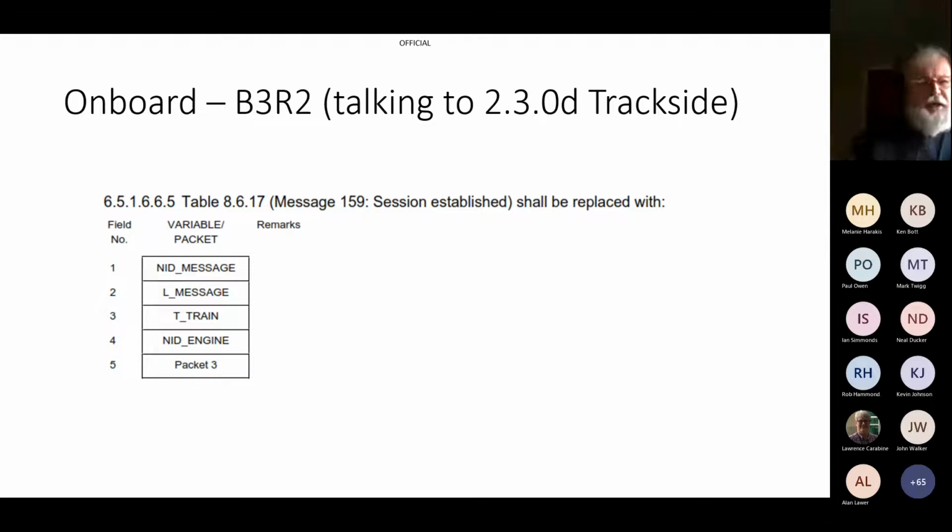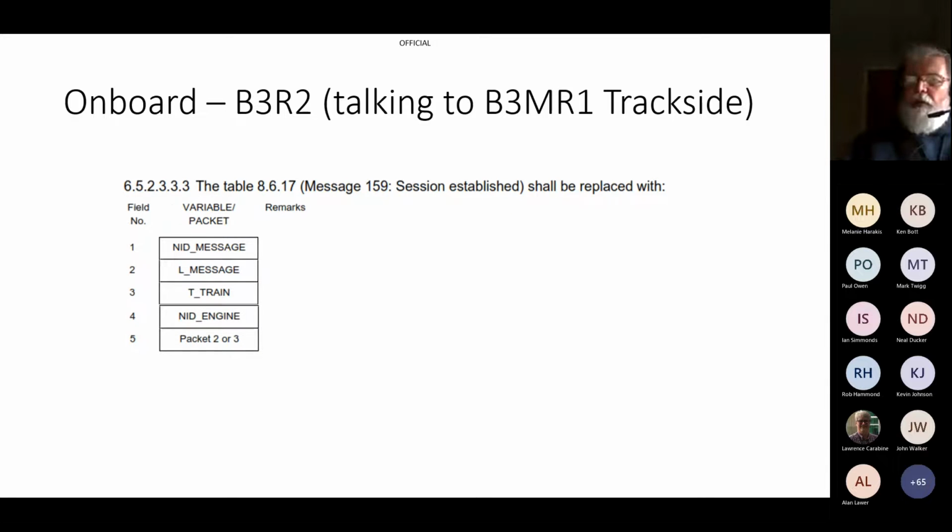You can see why people are beginning to get confused, because there are quite a lot of qualifiers on what happens. And just to make it a little bit more interesting, if you are a baseline 3 release 2 onboard talking to a baseline 3 maintenance release 1 trackside, well then you can have a choice. You can either send packet 2 or you can send packet 3.